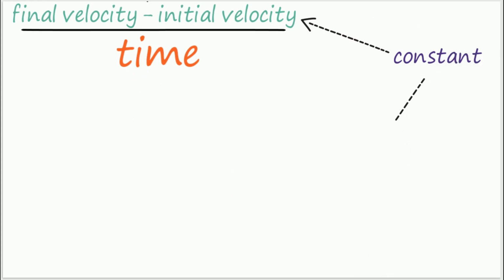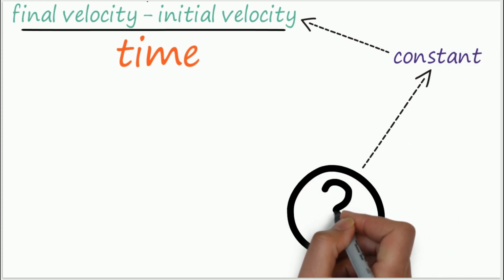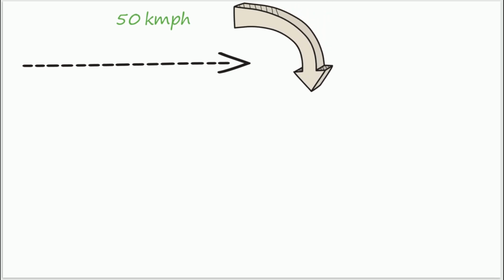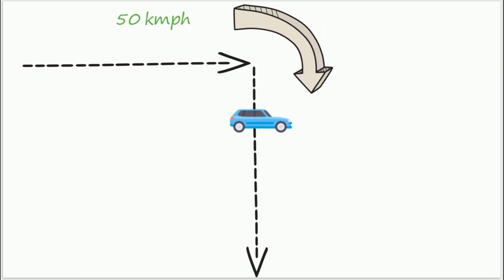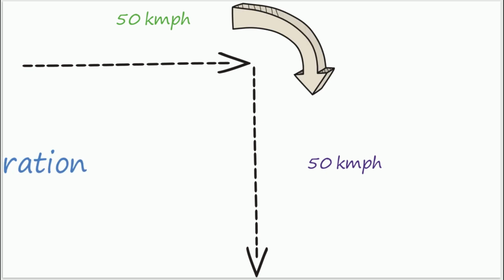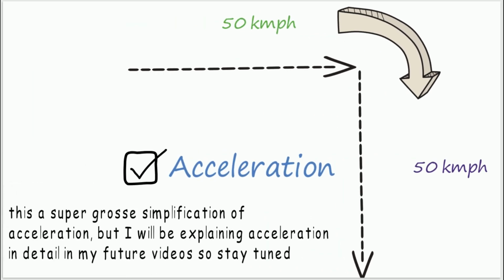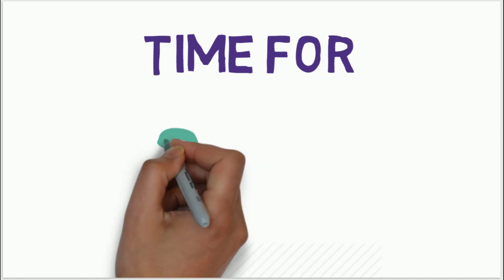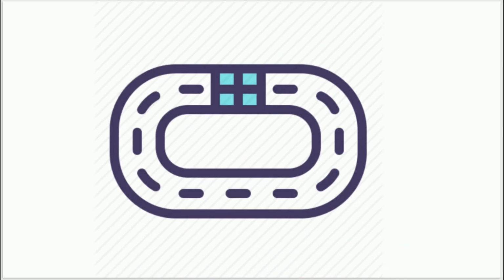But what if the velocity remains constant and only the direction changes? Because remember, velocity is both speed with direction. For example, a car is traveling at a constant velocity of 50 km per hour and takes a turn with the same speed and travels in a straight path with the same velocity. So now, even when we have no change in speed, but we have a change in direction, we have acceleration. So now that you know what velocity and acceleration is, you are prepared to answer my question.